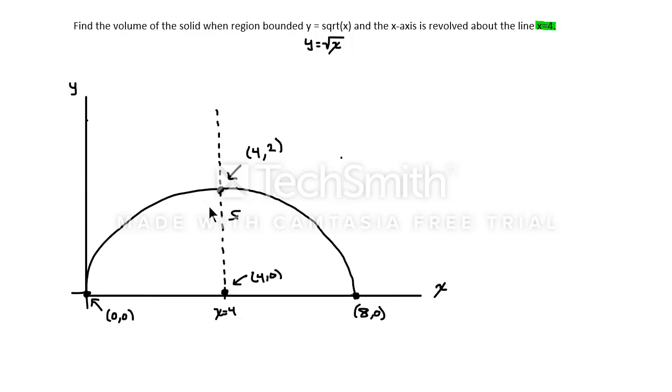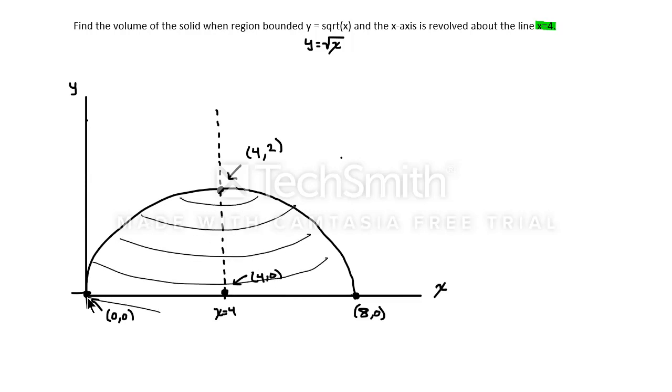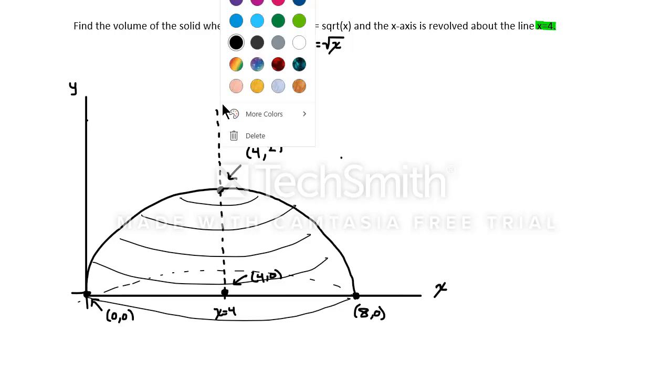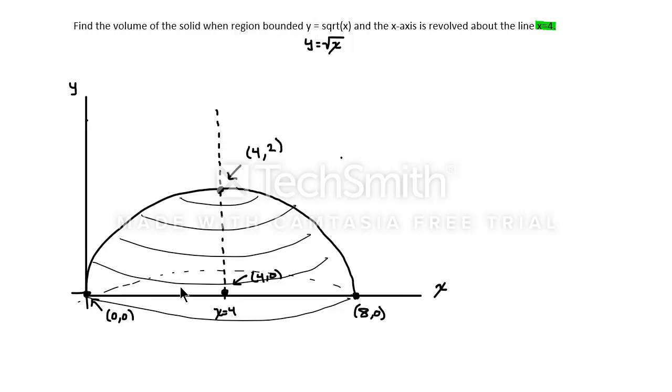And just to represent some of the dimension that this thing would have, I'll kind of put some lines in there. We have a nice dome shape going on. All right, so that's the solid we're talking about. And we're going to have to talk about the volume of said solid.